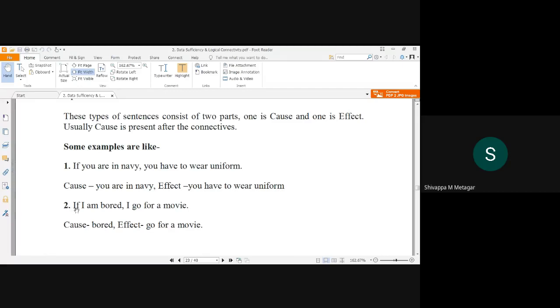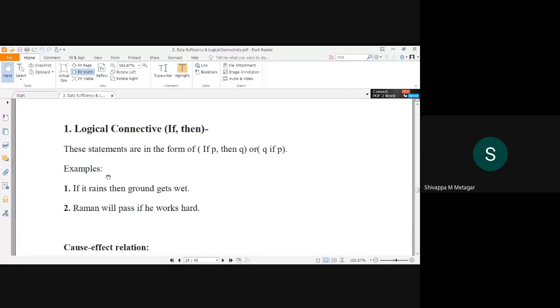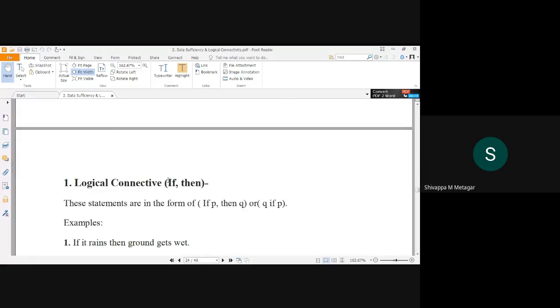Second example: if I am bored, I go for a movie. See here, the cause is being bored, and the effect is going for a movie. Now let us see examples of the logical connectives in detail. The first logical connective has statements in the form of if P then Q, or Q if P.